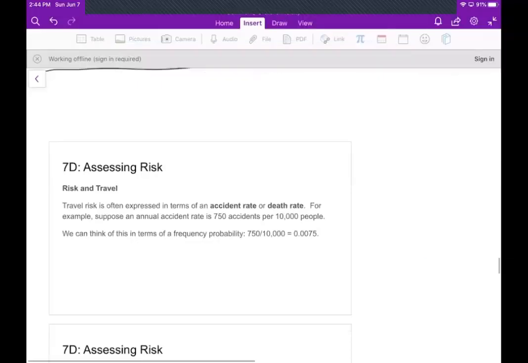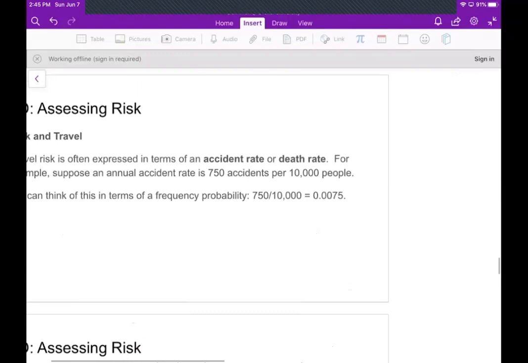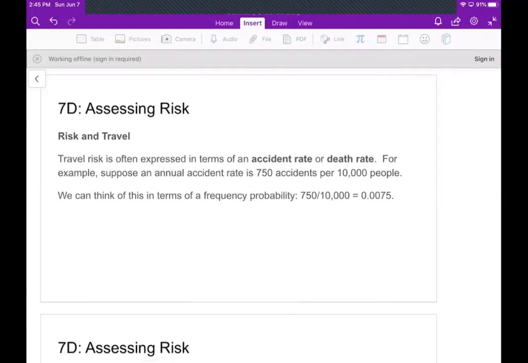Okay, guys, welcome. Today we're going to talk about assessing risk. Now the first topic that we're going to talk about is the idea between risk and travel.